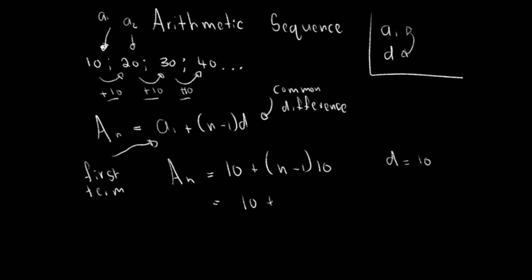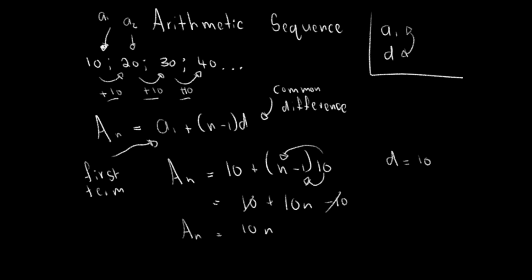So I can say 10, and I'm going to distribute this 10 into the parentheses: 10 multiplied by n and 10 multiplying -1. So that's going to give me 10n minus 10. These two simply cancel each other out, 10 minus 10 is 0. Therefore, a sub n is equal to 10n.